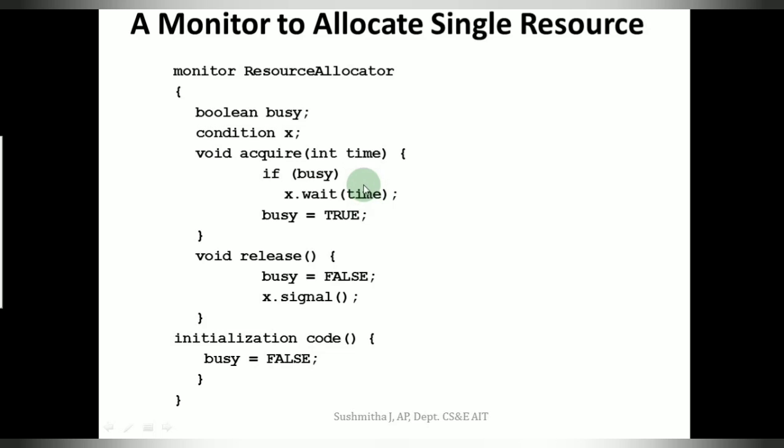So we have seen the pattern. We have to acquire a resource, use or access the resource, and then release. To acquire a resource, you first check if the resource is busy. If the resource is busy, probably you have to wait for a certain amount of time. If it is not busy, then you can acquire the resource, and now you are setting busy to true, indicating it is busy if another process tries to acquire.